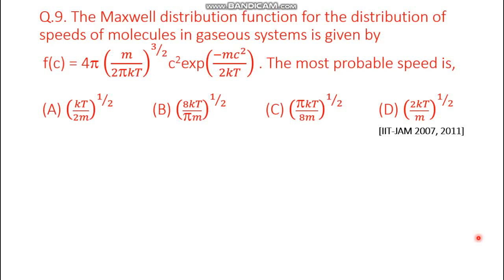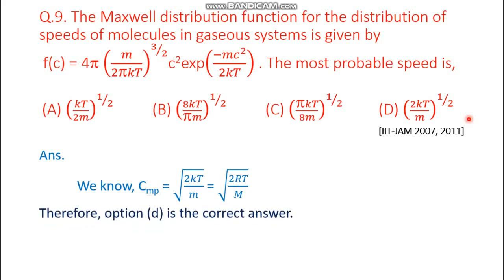Now move on to the questions. This question came in IIT-JAM 2007, and again in 2011. The Maxwell distribution function for the distribution of speeds of molecules in a gaseous system is given by this one, definitely equation number 23, and the most probable speed is, as we just derived, root over twice kT by m. So this is the correct answer.